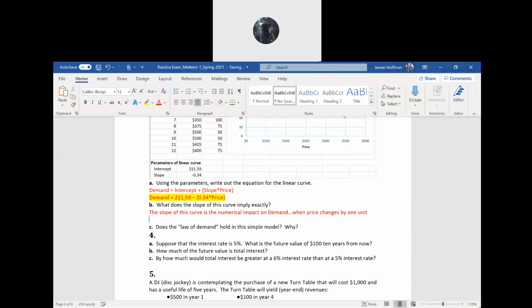All right, so that's the general way to say it, but specifically, this would mean that when price increases by 1 unit, which is $1, these are in dollars, then the effect on demand is it drops by 0.34 units.